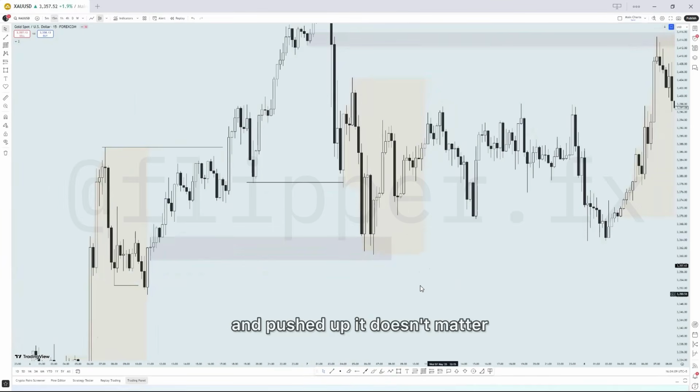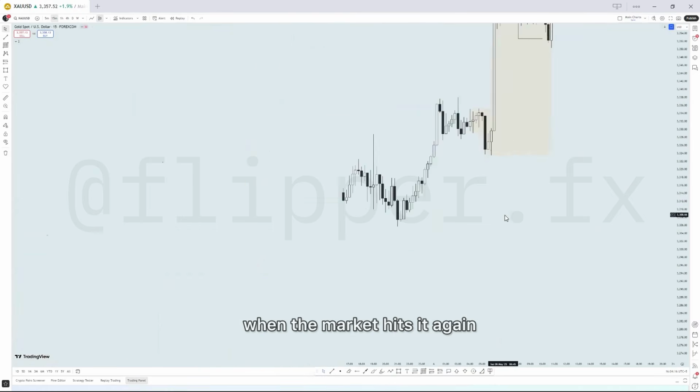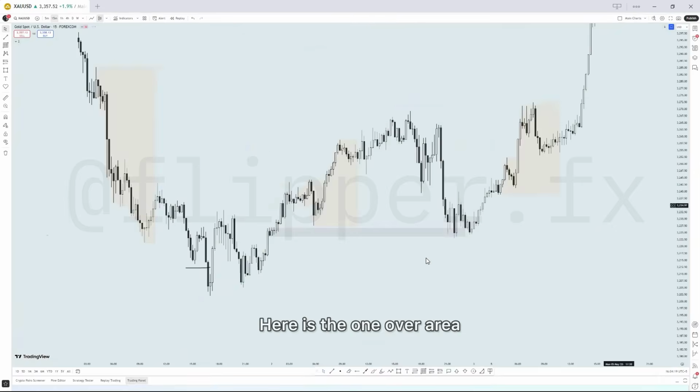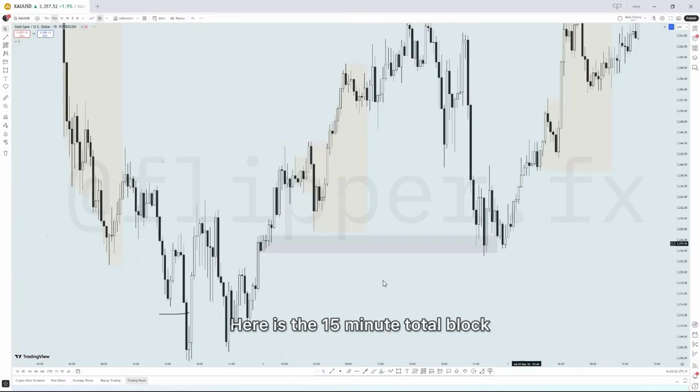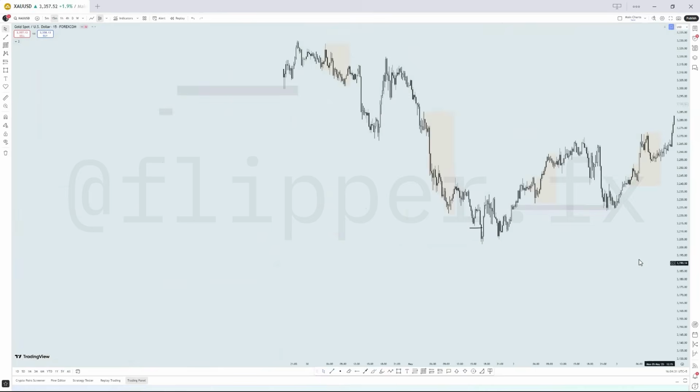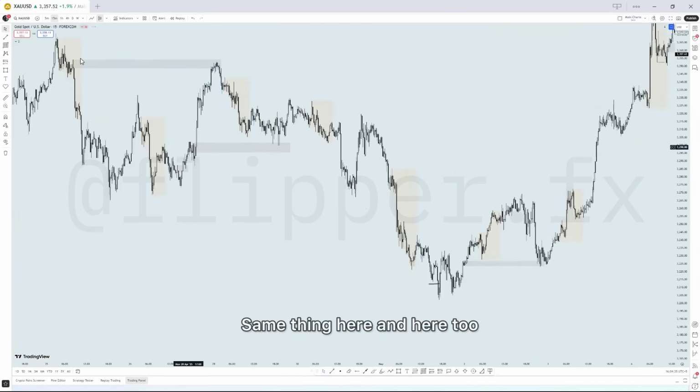It doesn't matter if your order block is unmitigated. Even if it's mitigated, it can still be respected because there was no deeper mitigation yet. When the market hits it again, that's when you will see the deeper mitigation. Here's the 1 hour area, here's the 15-minute order block. The market hit the sell before buy wick and respected it. Same thing here and here too.